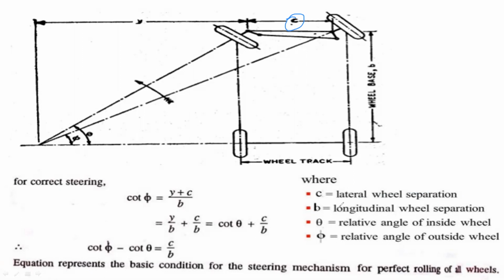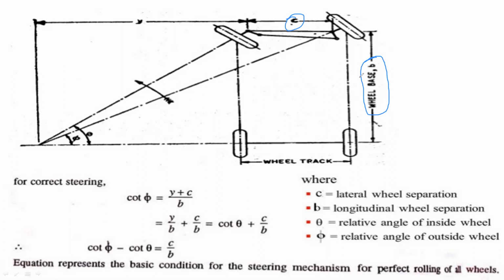Next, B is the longitudinal wheel separation. That is the distance between the front wheel and rear wheel, that is the wheelbase. B is known as the longitudinal wheel separation.